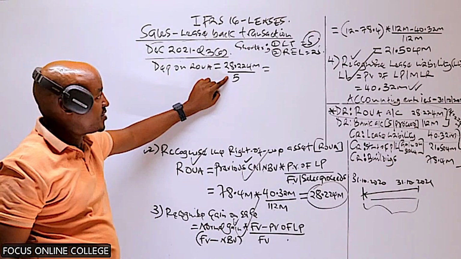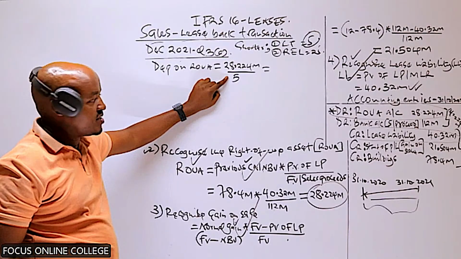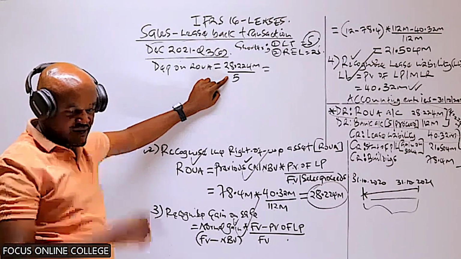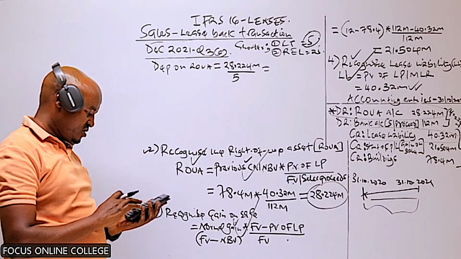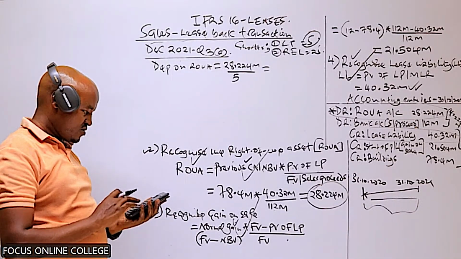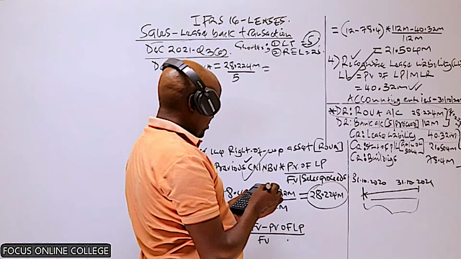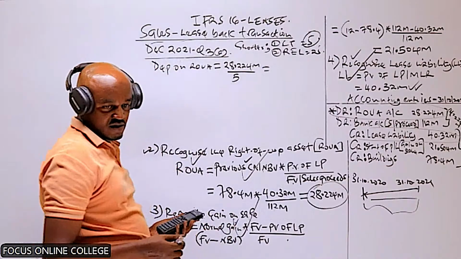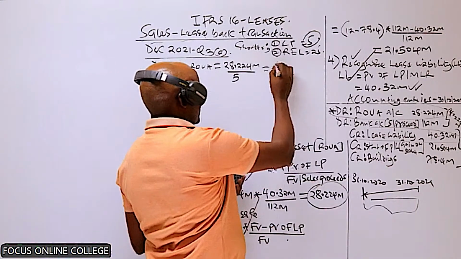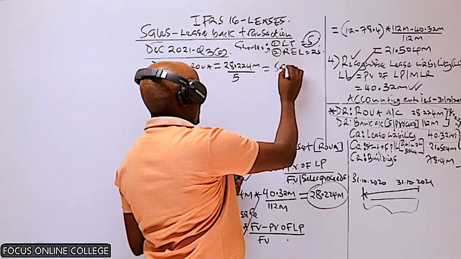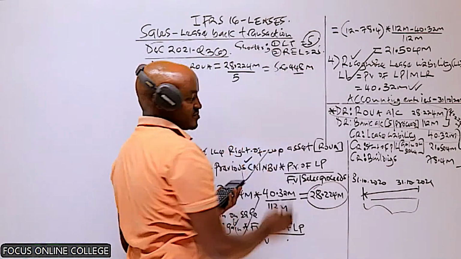So what will be the depreciation per annum here? What are you getting? 28.224 divided by 5. So that will give us 5.6448 million.